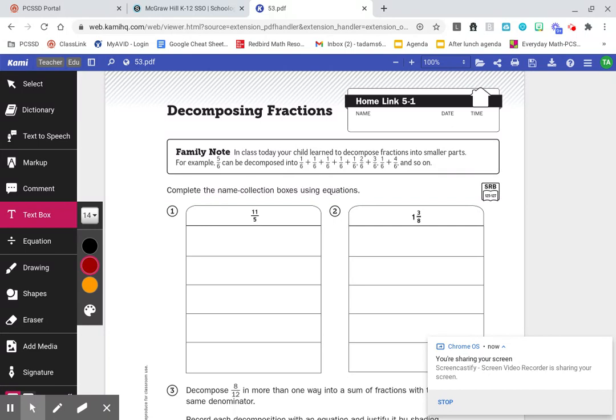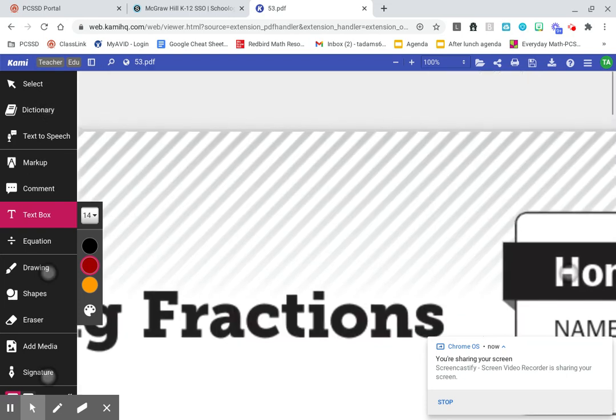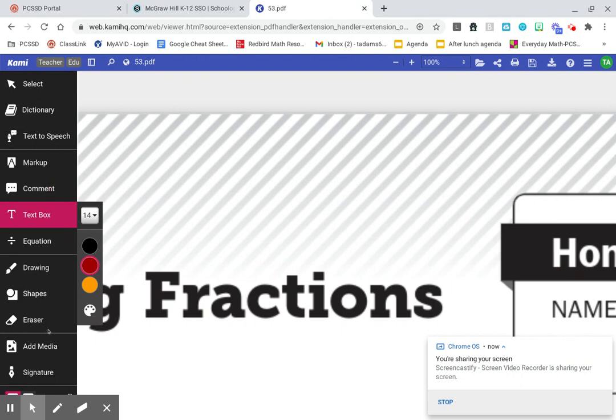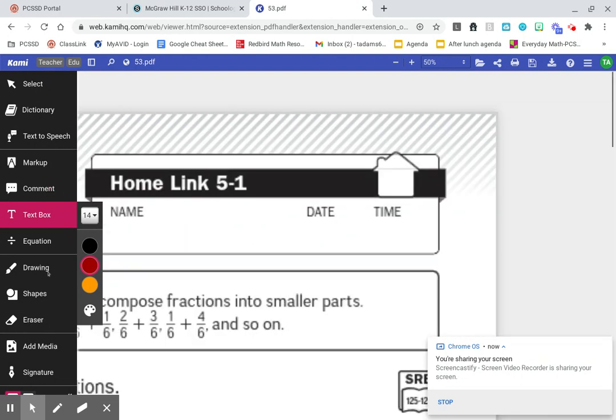We're going to keep going today with decomposing fractions. We are still decomposing fractions. And remember, decompose means to break apart. That's what decompose means. So we are breaking these fractions apart.